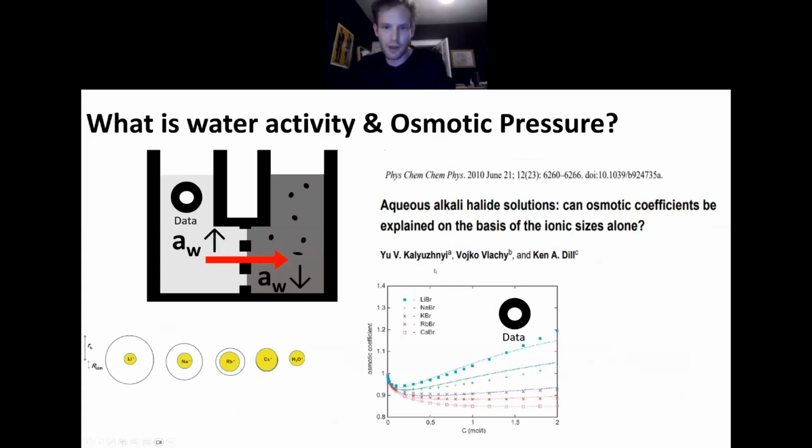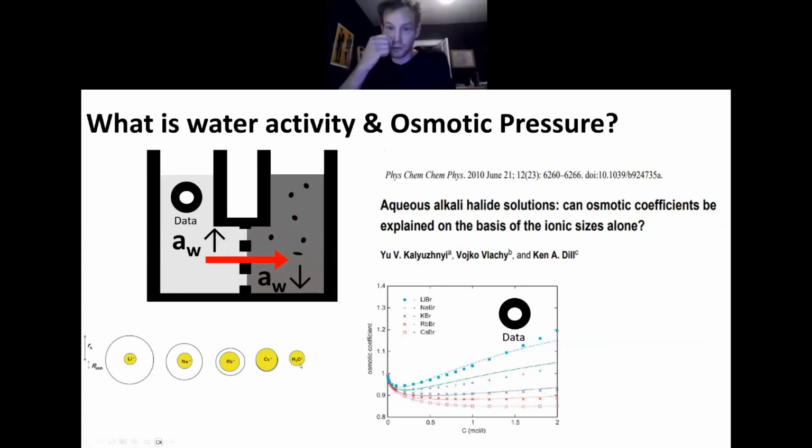And this is shown by aqueous alkali halide solutions. Can osmotic coefficients be explained on the basis of ionic sizes alone? And what they're saying is that they look at these different cations, these singly charged positive ions, compared to bromine, which is kind of a chaotrope. And they see that lithium, which has the largest hydration shell, exerts the most osmotic pressure, has the highest osmotic coefficient at these concentrations, whereas cesium has the lowest.